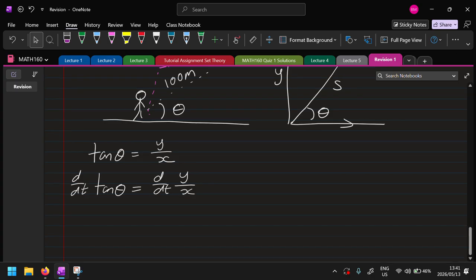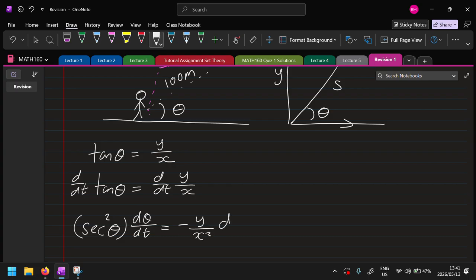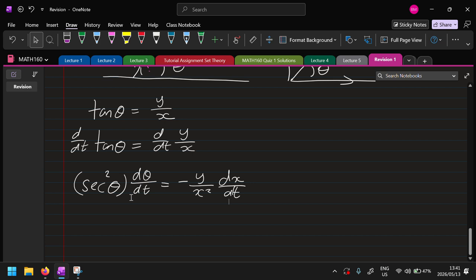Derivative of tan is sec squared. But we're not done because theta is a function of time. So by the chain rule, d theta by dt. Now the other side. Y is a constant. We can forget about that. So we're doing the derivative with x there. And then dx by dt. Again, the chain rule. Yeah, we end up with that. Everyone clear?